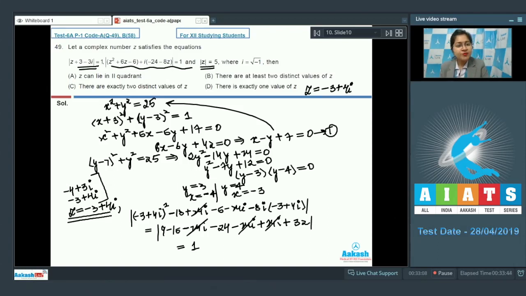Now let's check the options. Option number 1 says that it lies in the second quadrant, which is true. So option A is correct. Option B is not correct. C is also not correct, and D is correct. Therefore, A and D will be the answer of this question.